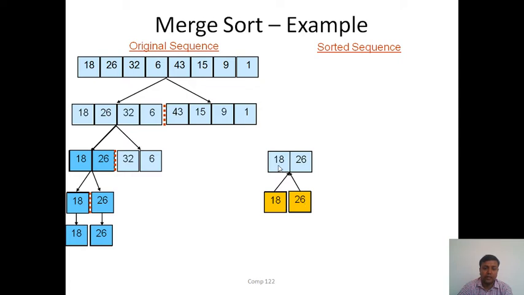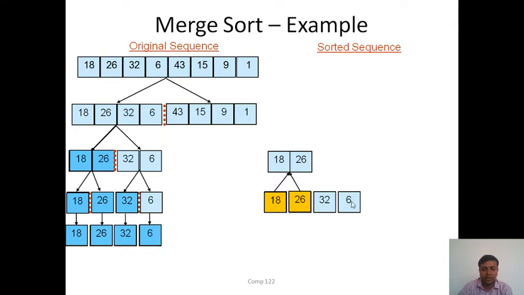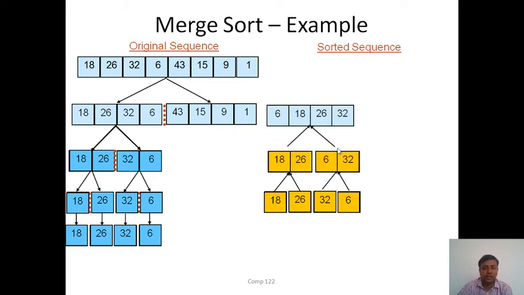So 18 and 26, again 32 and 6. Again it is going to be one element here, 32 here, and then 6 will come into the picture. Now both will be combined into one sorted array, that is 6 and 32. Now again this is one sorted array, this is another sorted array. Now you have to combine these two sorted arrays into one sorted array, that is 6, 18, 26 and 32.